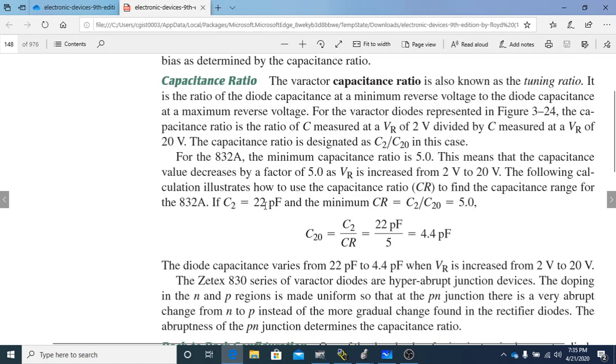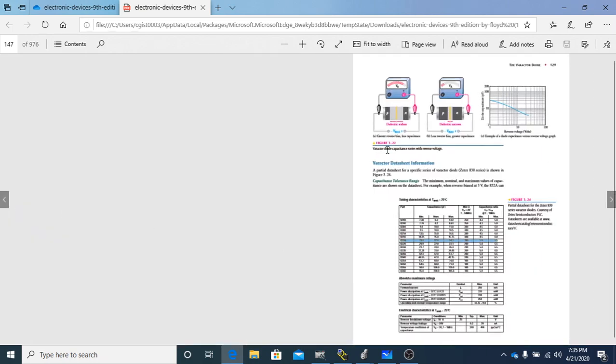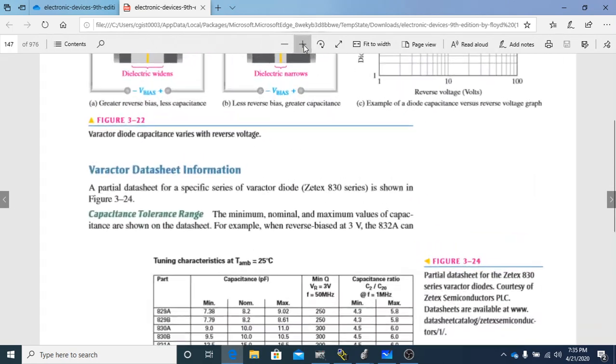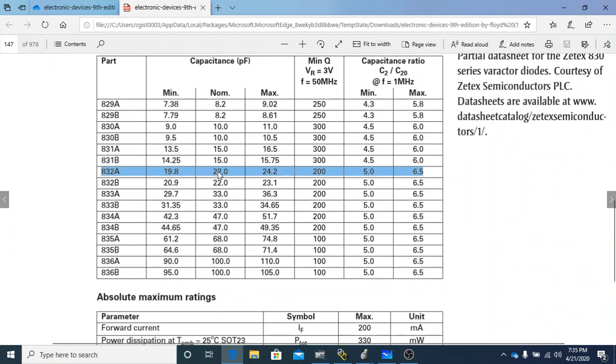If C2 equals 22 picofarads and the minimum CR equals C2 divided by C20 equals 5. So what that's telling us, let me go back over here, it's easier to explain, is we're going to be taking this number here, this nominal capacitance, and we're going to be dividing it by this number here, this 5. This is where they're getting that ratio from. Okay? So we're going to be taking this right here in picofarads. That's key. Don't be just putting in 22 divided by 5. It has to be 22 picofarads divided by 5.